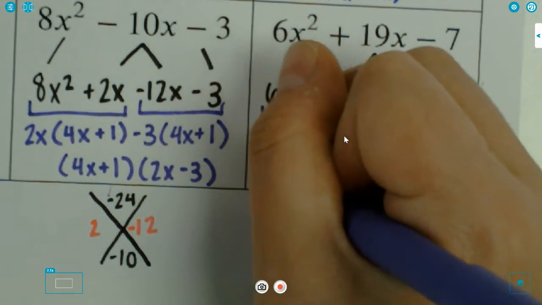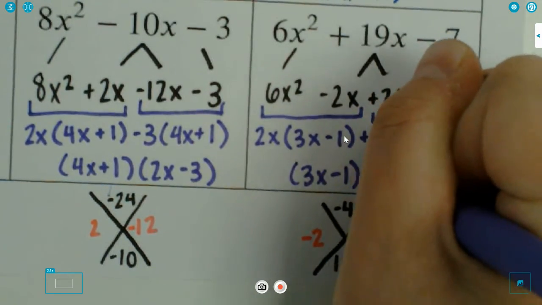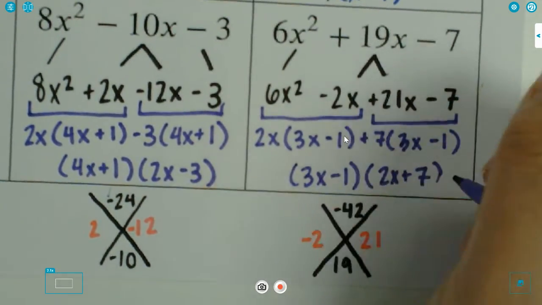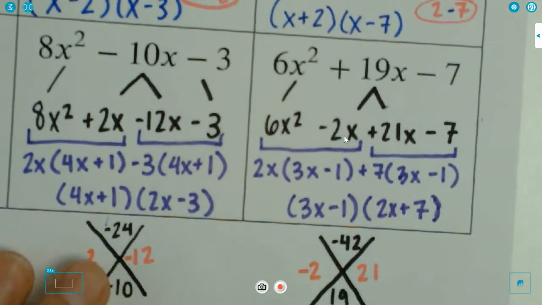GCFs that match are 3x minus 1. And our other two guys are 2x plus 7. Awesome. Any questions right now about all of this review of factoring?